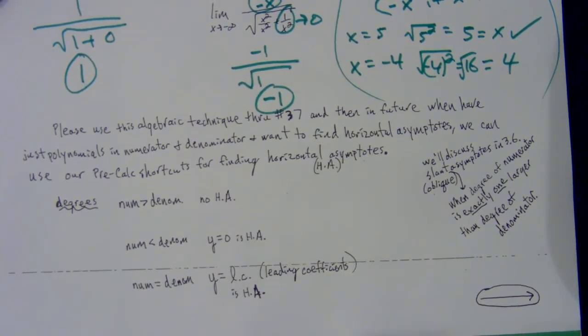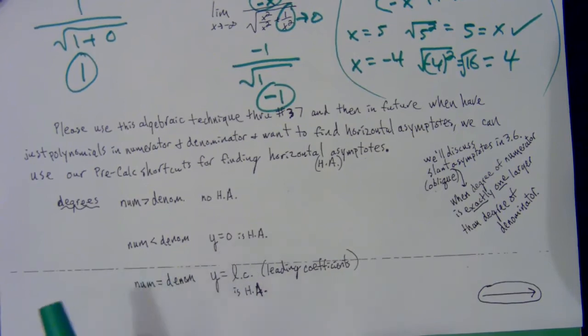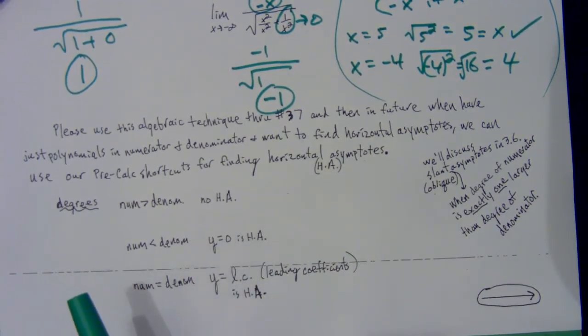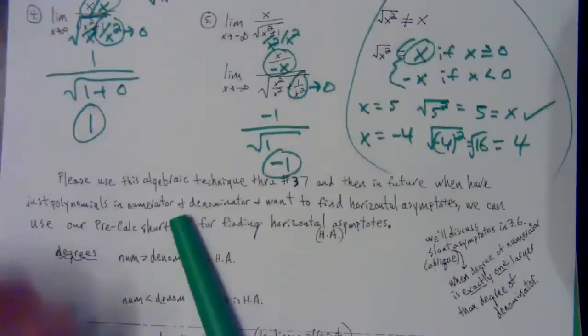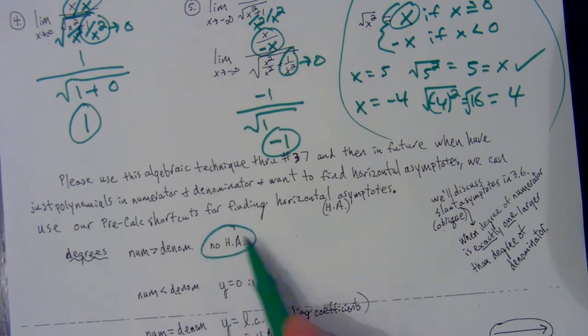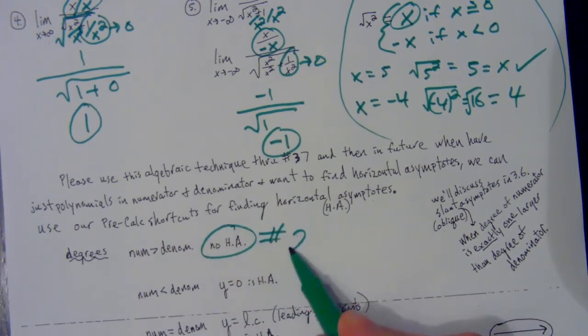And then after that, if we're just using it to find horizontal asymptotes, then you can use these pre-calc shortcuts that we did last year, right? Where you look at the degree. So remember, if the numerator has a greater degree than the denominator, there are no horizontal asymptotes. So that is like number 2 above.